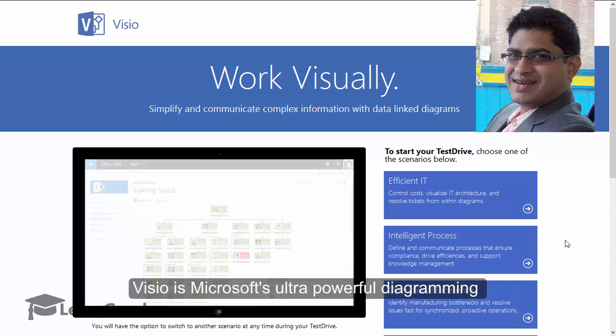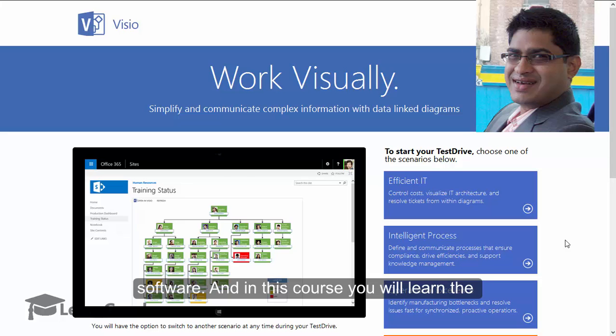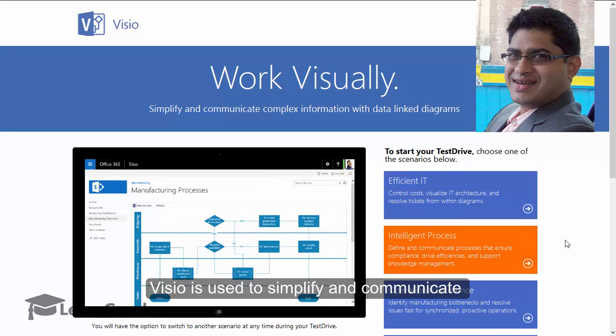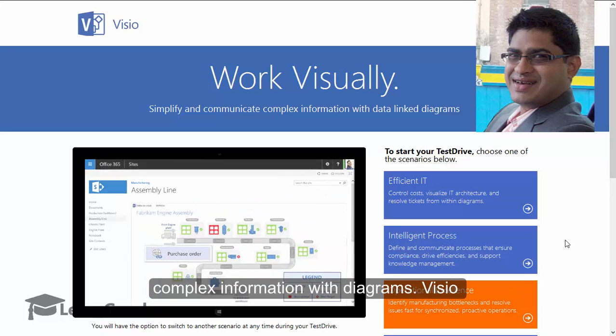Visio is Microsoft's ultra-powerful diagramming software. And in this course, you will learn the latest and greatest version, Visio 2016. Visio is used to simplify and communicate complex information with diagrams.